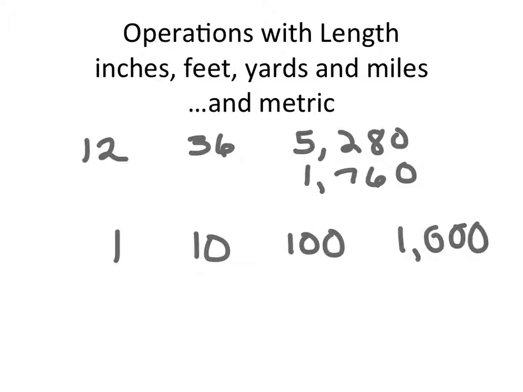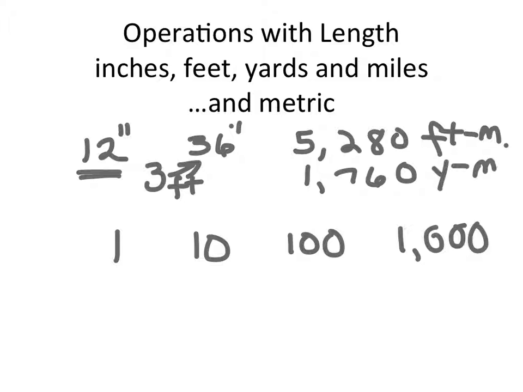It's very interesting to point out to students how the two different systems we use to measure length compare. For example, we have 12 inches in a foot. We have 3 feet in a yard, which is 36 inches. We have 5,280 feet in a mile. We have 1,760 yards in a mile.